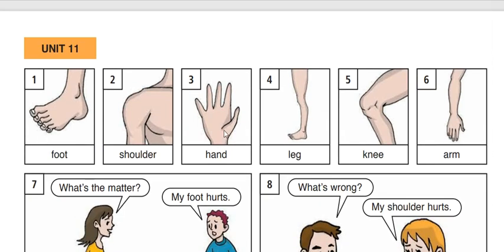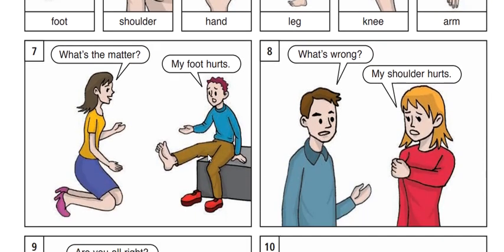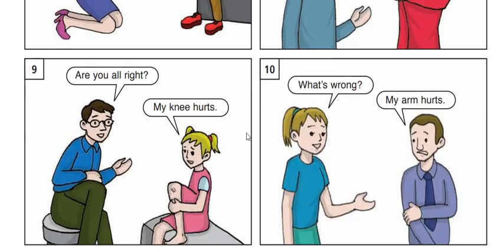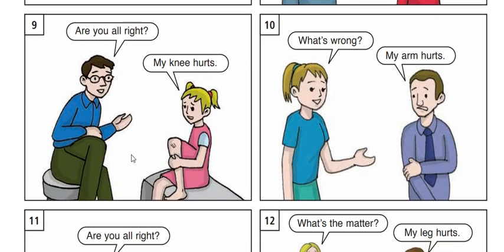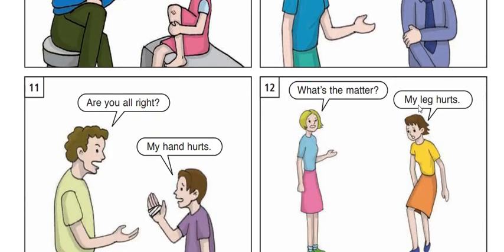Foot, shoulder, hand, leg, knee, arm. Picture 7. What's the matter? My foot hurts. What's wrong? Picture 8. What's wrong? My shoulder hurts. Picture 9. Are you alright? My knee hurts. Picture 10. What's wrong? My arm hurts.